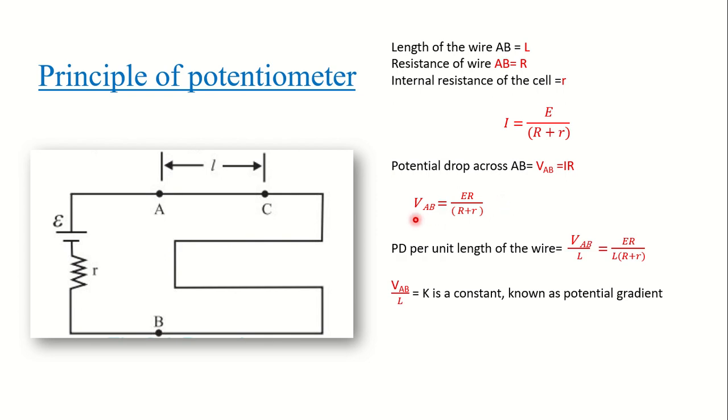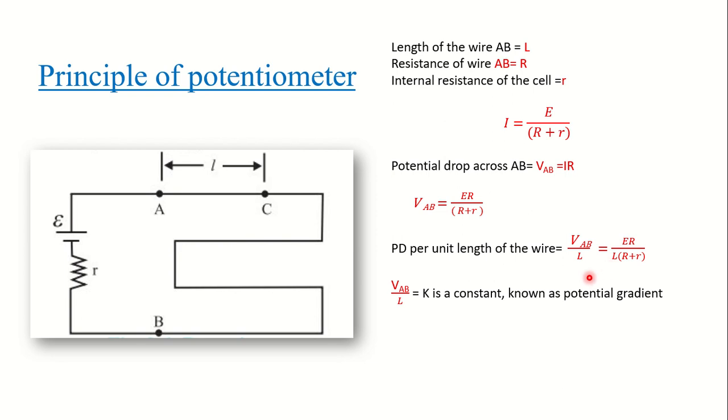Now this is the potential drop throughout the length L of the wire. Now the potential drop per unit length of the wire will be VAB divided by the total length. That means it is the potential drop per unit length, which is represented as VAB by L, which is equal to ER divided by R plus R, divided by L. So that will be the potential drop per unit length.